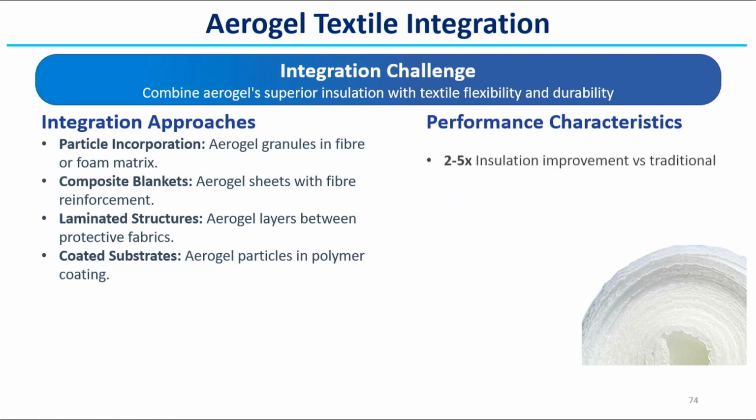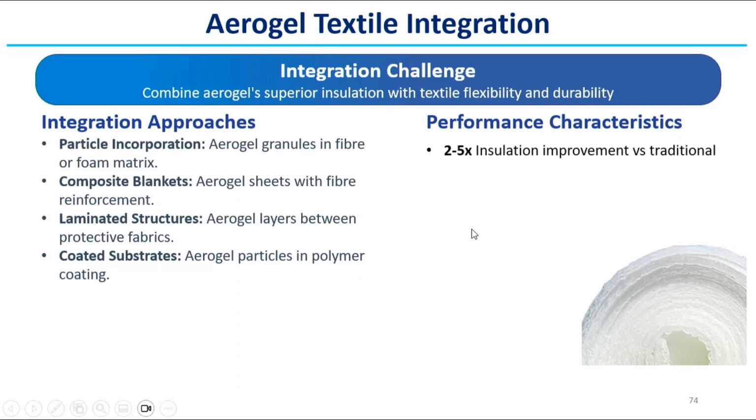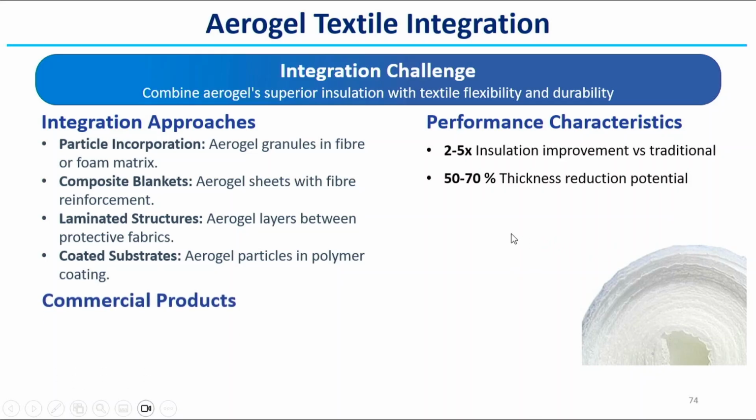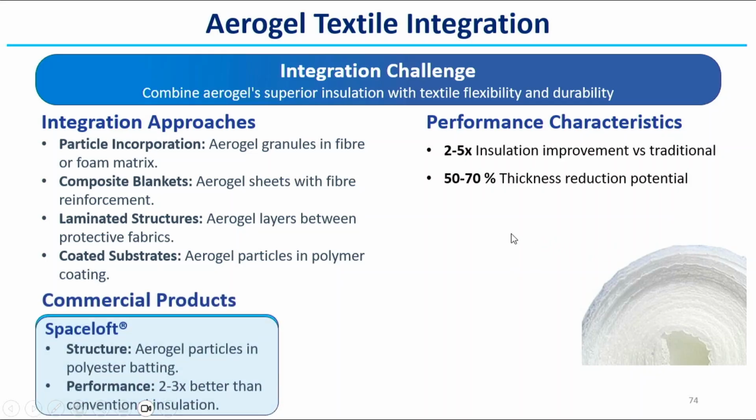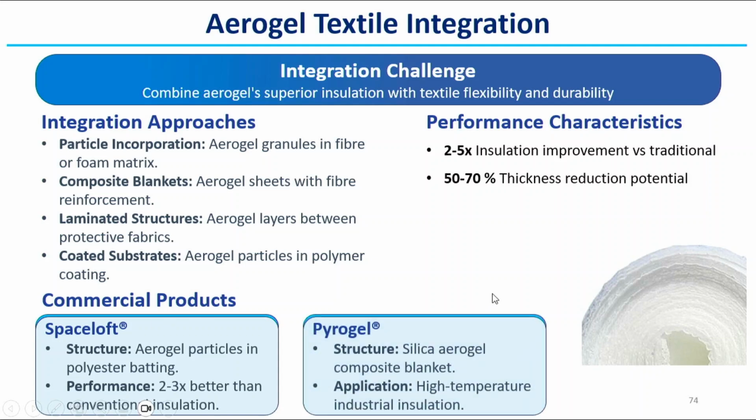And the performance characteristics, if you see, 2 to 5 times insulation improvement as compared to normal material, and 50 to 70% thickness reduction. So, with lower thickness we can get equivalent insulation performance. So, there are different commercial products. Space Loft is a product, that is Pyrogel. So, this is silica aerogel composite blankets.